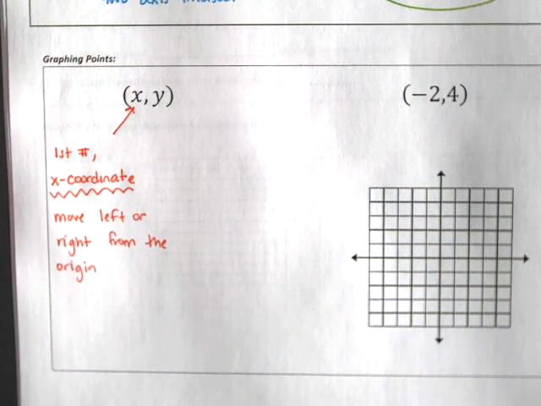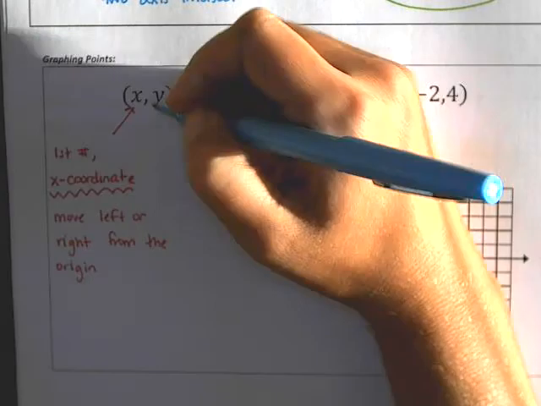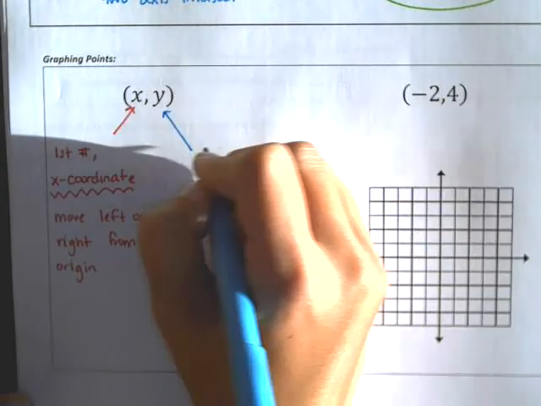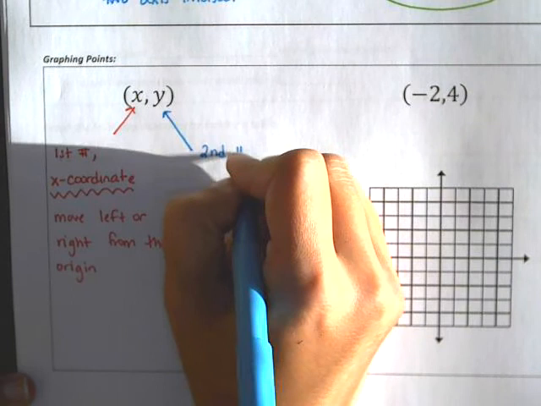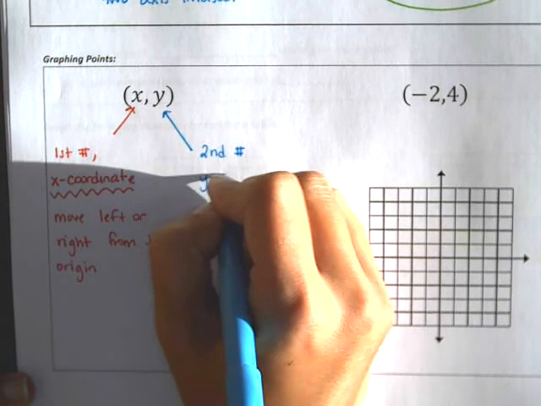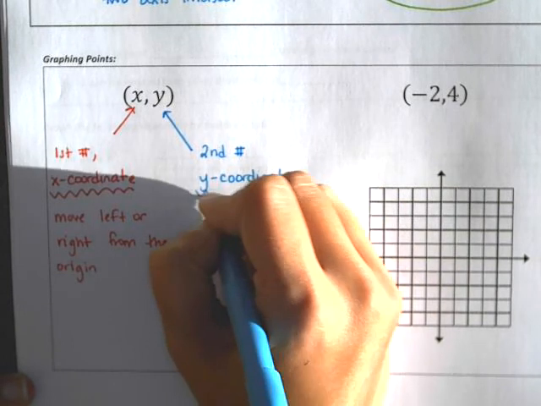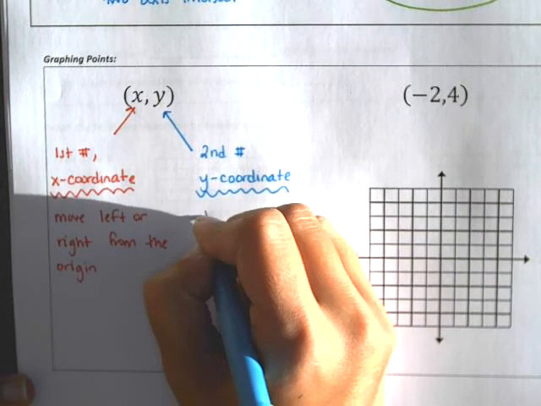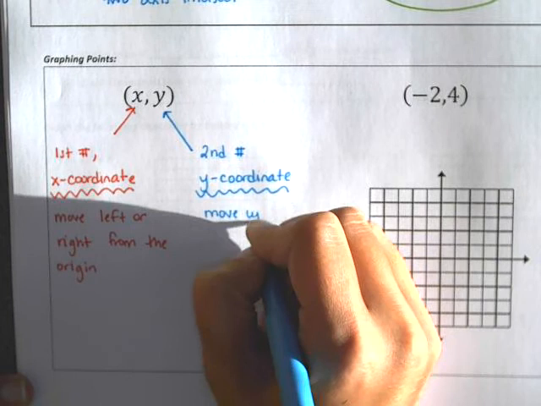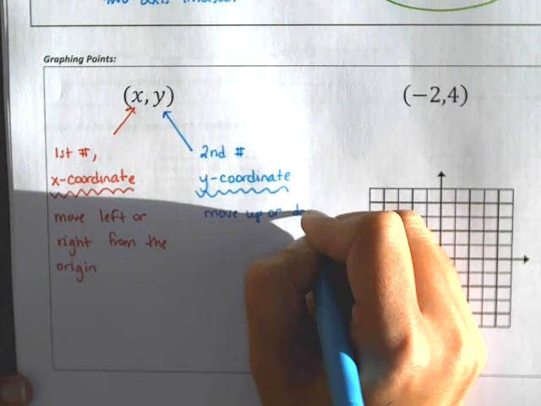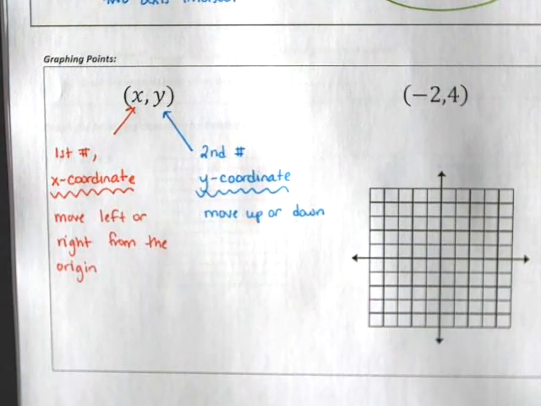The second number, the second coordinate in the ordered pair, is what's called the y-coordinate. And the y-coordinate moves us up or down after we've gone left or right, so from wherever we end up.